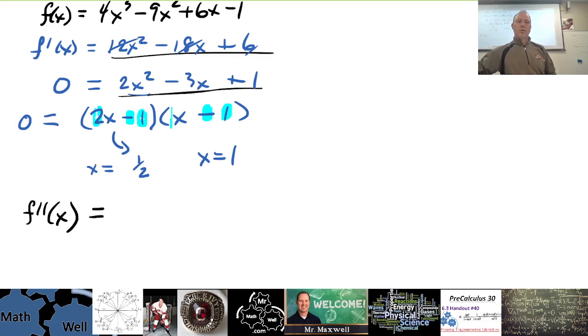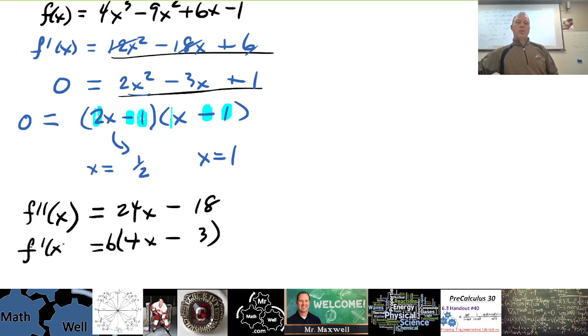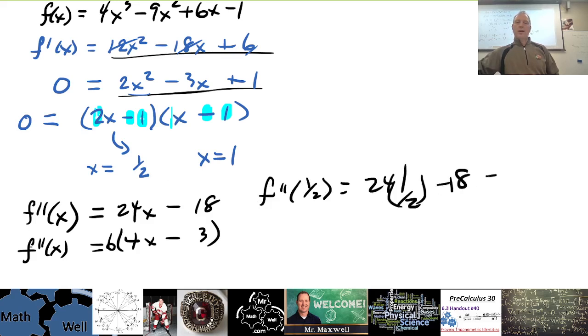So in case you're wondering, you can go 12 times 2 is 24x minus 18. And of course, you could factor 6 out of there, and that's going to be 4x minus 3. Now, actually, we don't need to set it equal to 0 here. This is the simplified version of this. So now what we're going to do is we're going to put in f double prime of our first critical number, and we're going to find out if it's positive or negative.